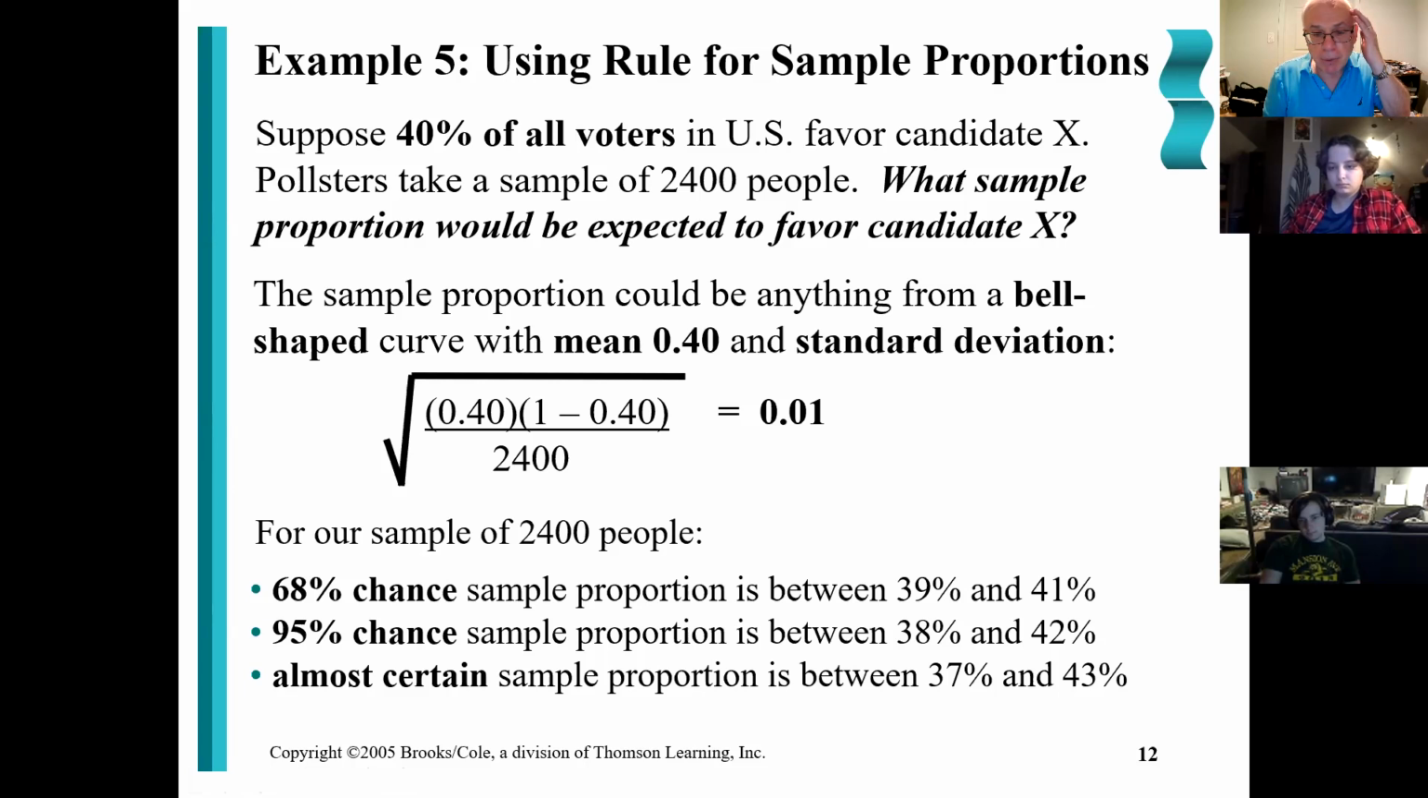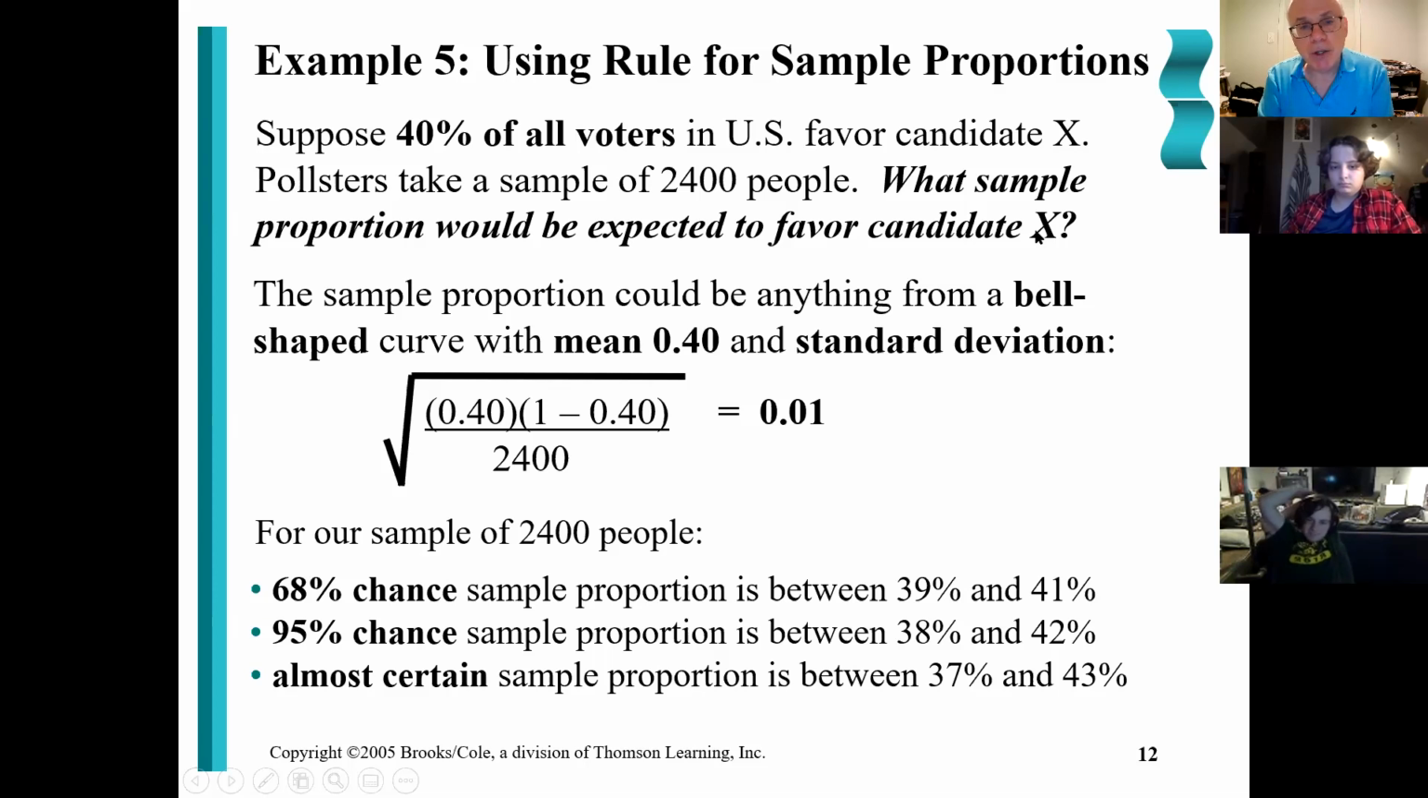And then we would say with 99.7%, that's what they mean by almost certain, that you're going to be within plus or minus 3 standard deviations from the mean. Well, 1 standard deviation is 1%, 3 standard deviations is 3%. 40 minus 3 is 37, 40 plus 3 is 43. We would be almost certain that the sample proportion is between 37% and 43%. And that's the answer to the question.